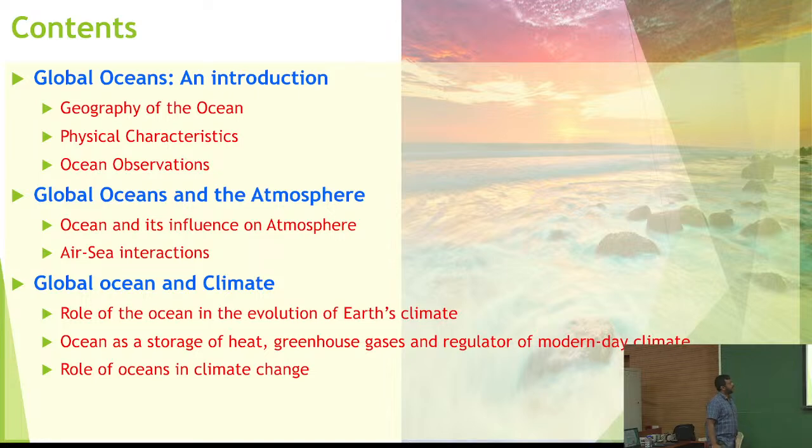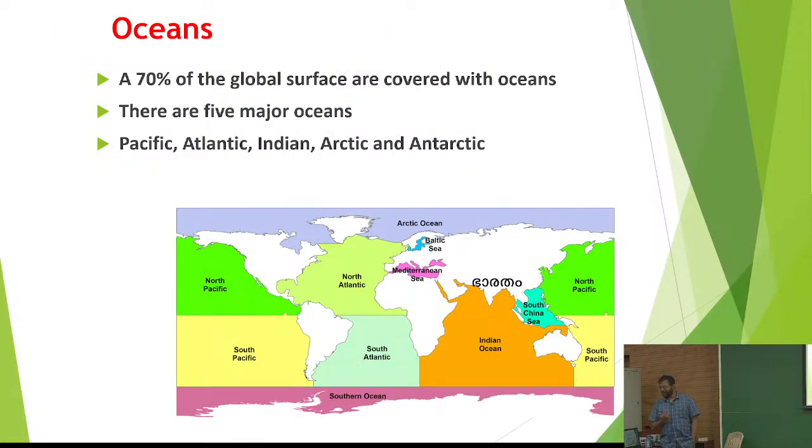70% of the global surface is covered with oceans, okay? And there are 5 major oceans, as you see in this. Some of this language may be of my regional language, because I copied the slides from a recent talk I gave to my regional audience. Okay. So this is how the global ocean is distributed in a Cartesian coordinate system.